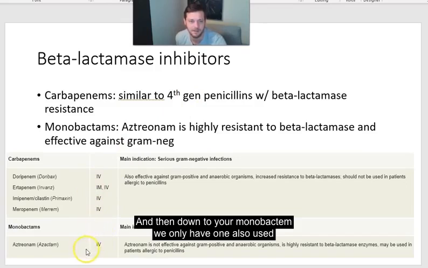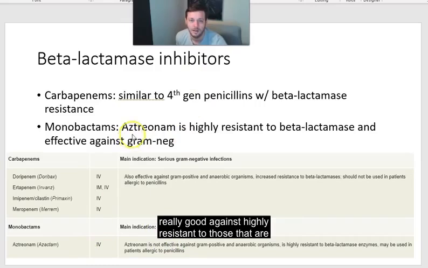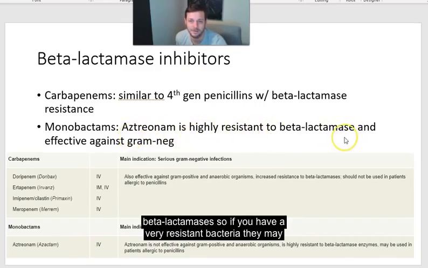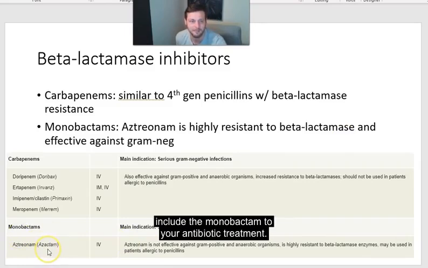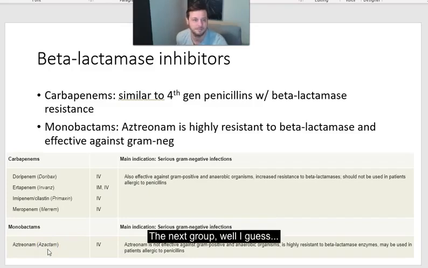And then down to your monobactam, we only have one. Also used, really good against highly resistant bacteria, those that are beta-lactamases. So if you have a very resistant bacteria, they may include the monobactam aztreonam to your antibiotic treatment.